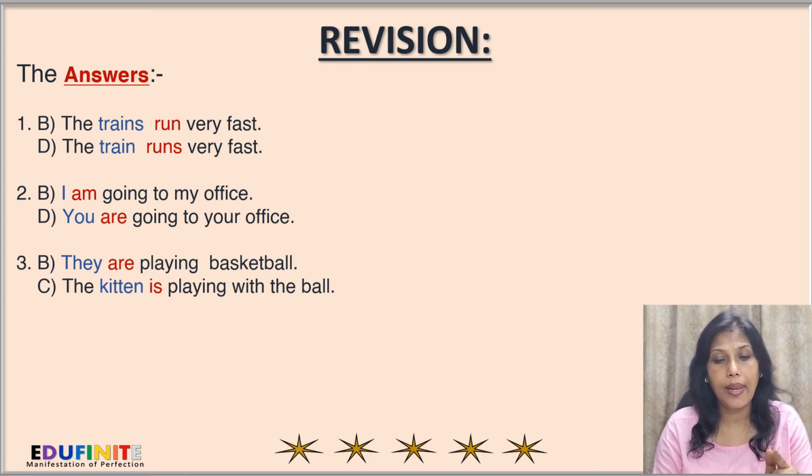Next, question 3. They are playing basketball. So, third person plural, hence are. The kitten is playing with the ball. Here, kitten is the subject, which is third person singular, hence is.